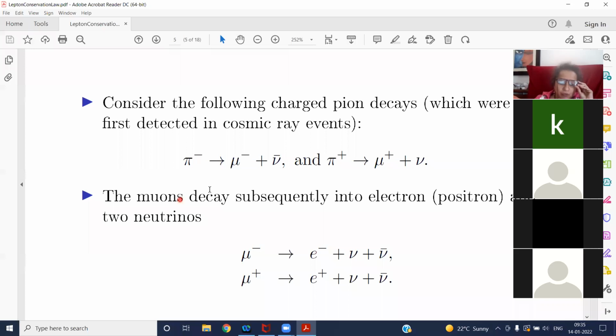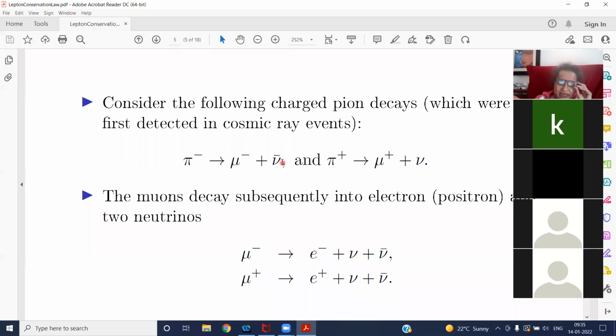Now, what is spin of a muon, mu minus? Half. What is spin of a neutrino? Antineutrino, both. Half. So half plus half, angular momentum addition. What do you get? 0 and 1. So left hand side is 0. Right hand side also gives you a possible value 0.